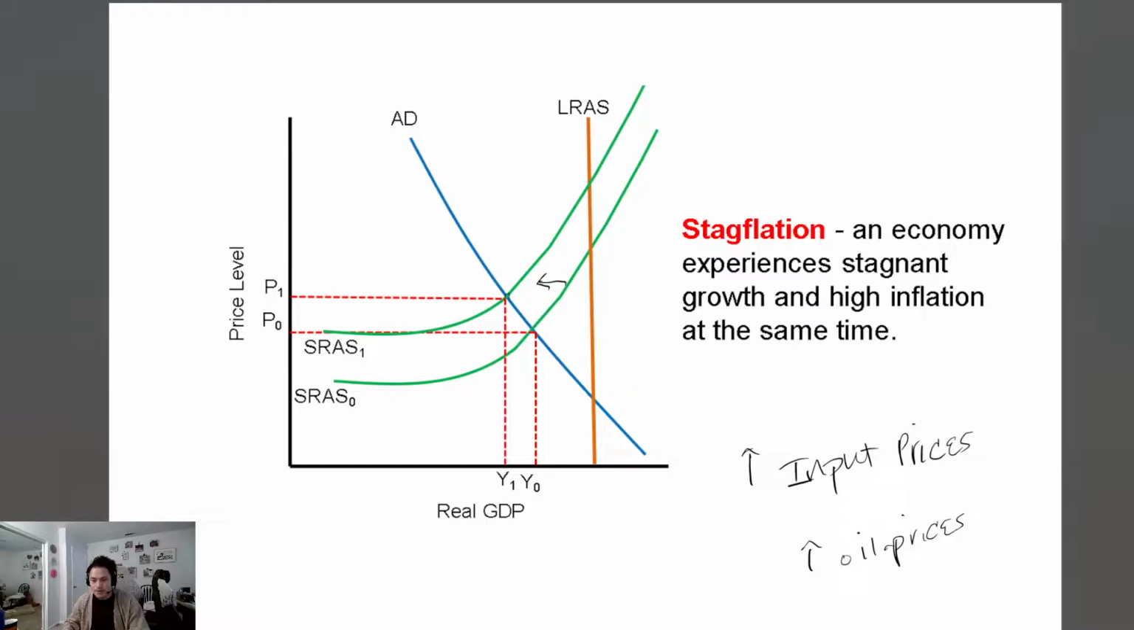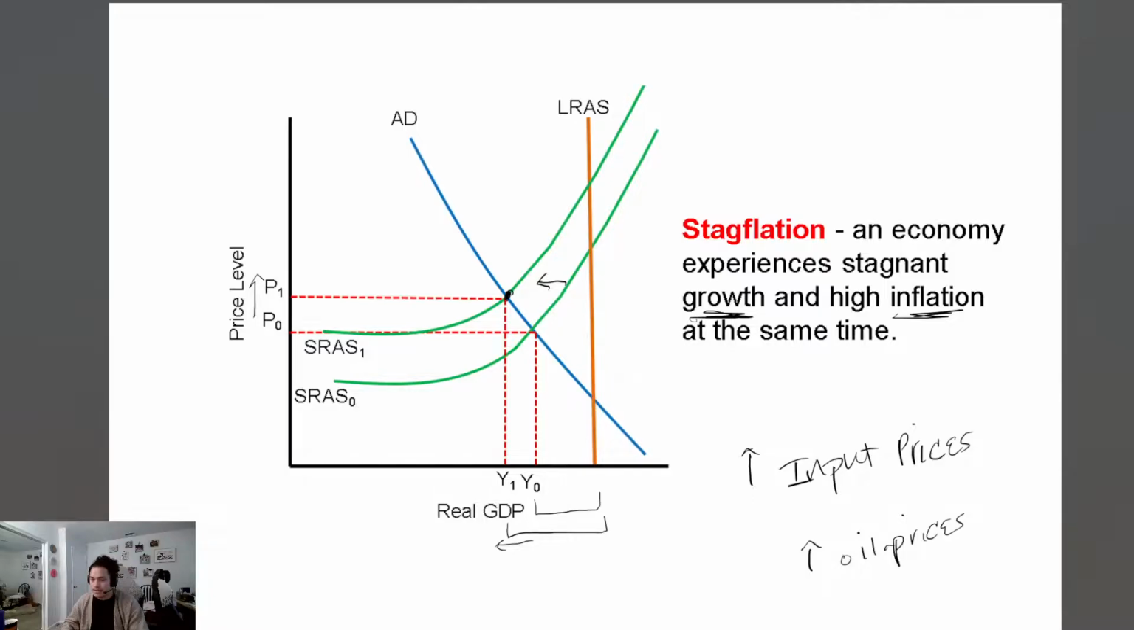At that new equilibrium level here, we see an increase in the price level. We also see a decrease in the output level, and worst case scenario here, we also see an increase in cyclical unemployment. This is what we refer to as stagflation. It's a period in which growth is declining, we have high inflation, and on top of that, we're also seeing an increase in cyclical unemployment.